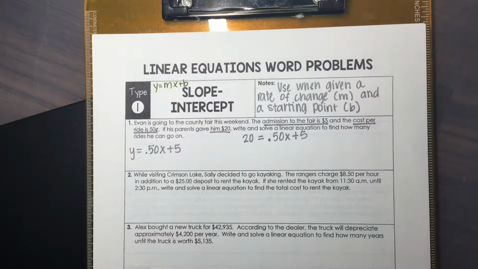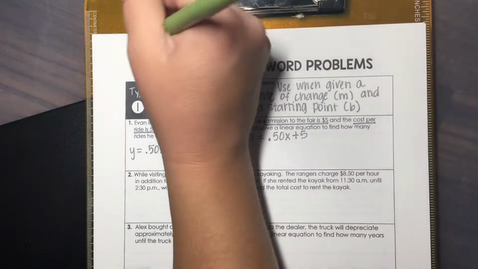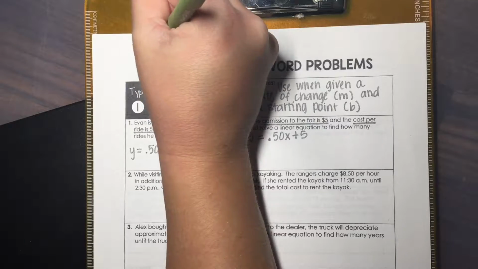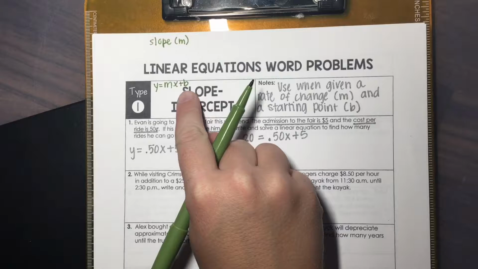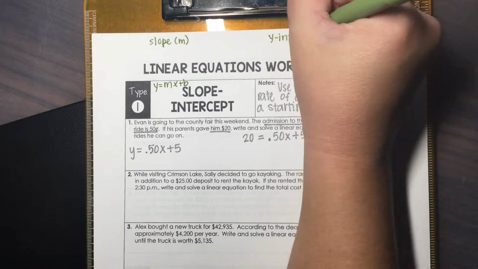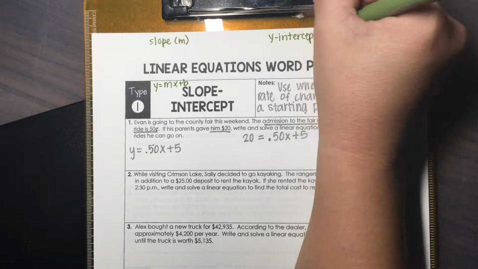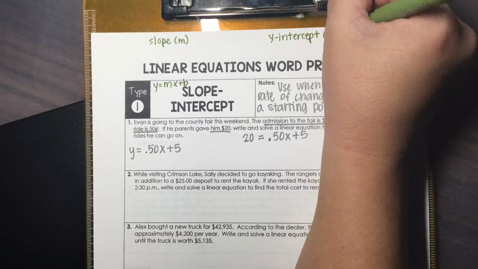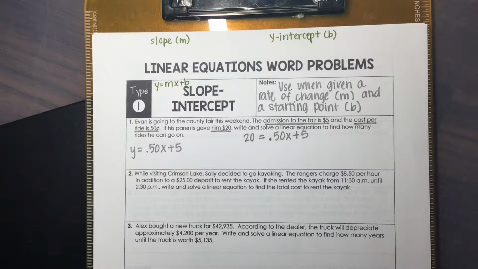So for my slope, I know that is my m. Slope is my m. And then my y-intercept is b. My y-intercept is going to be b.